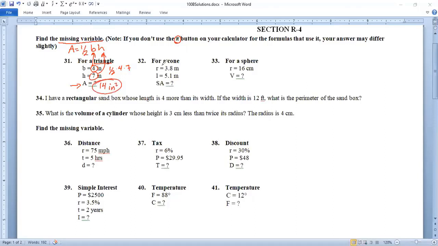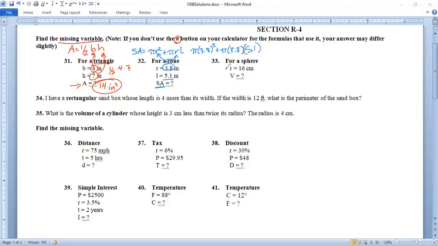All right, the next one, number 32. For a cone, we're looking for surface area. So we look up in the formulas in the section and we get surface area of a cone is pi r squared plus pi r L. So we stick the 3.8 up for R. Now notice it goes in 2 places, and the 5.1 then goes up for the L. So we're going to get pi times 3.8 squared plus pi times 3.8 times 5.1.